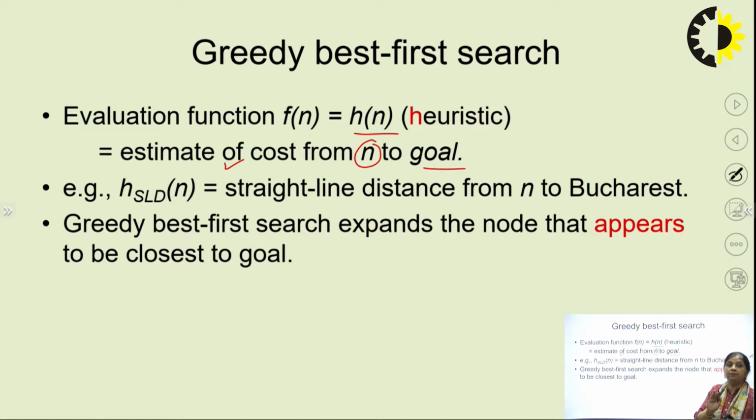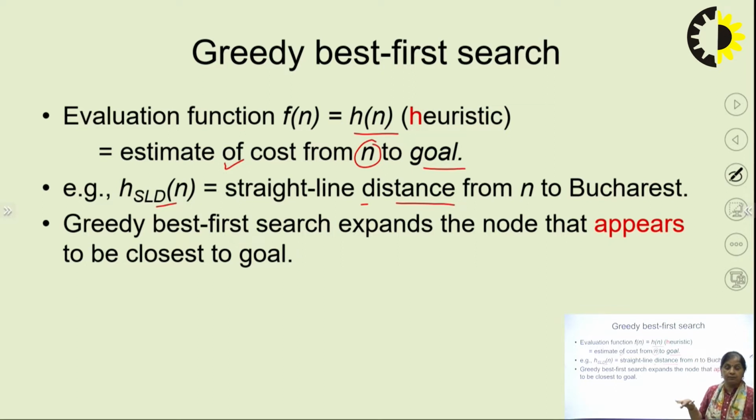This is our greedy best first search. Whenever we are at a node, we will try to find the further estimates, and we will expand the node which gives me the minimum cost. One example of a heuristic is hSLD, where SLD stands for straight line distance from n to Bucharest.